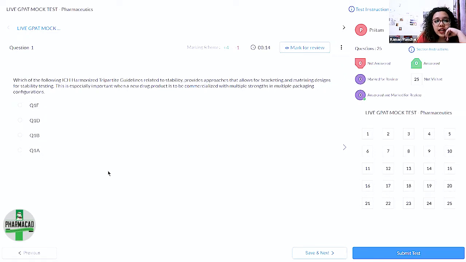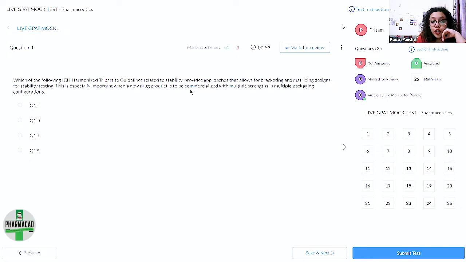Which of the following ICH harmonized tripartite guidelines, meaning ICH guidelines related to stability, provide approaches that allow for bracketing and matrixing design for stability testing? This is especially important when a new drug product is to be commercialized with multiple strengths in multiple packaging configurations. So first thing you need to know, all the guidelines are given by ICH as QSEM. Q is for quality, S is for safety, E is for effectiveness, and M is for miscellaneous.